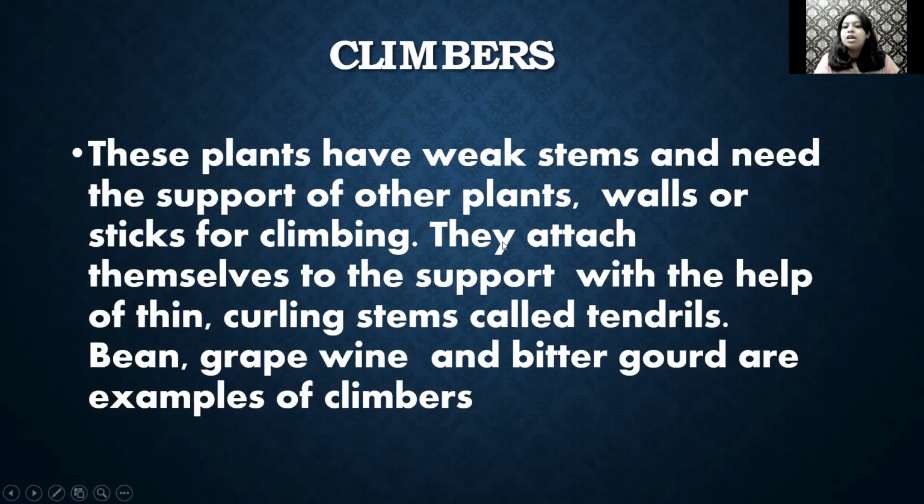So what do they do? They attach themselves to support with the help of thin curling stems called tendrils. Their stems are called tendrils because they are very thin and weak, and they curl around. Examples of climbers are bean, grapevine and bitter gourd. So bean, grapevine and bitter gourd are examples of climber plants.